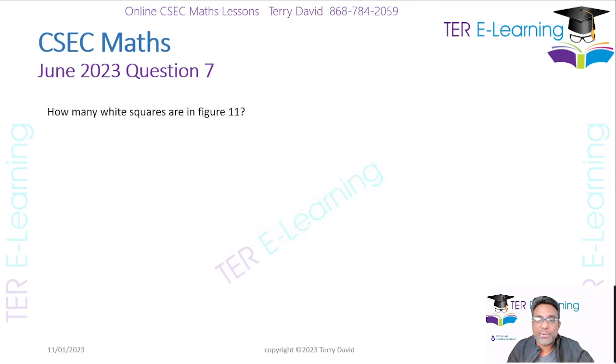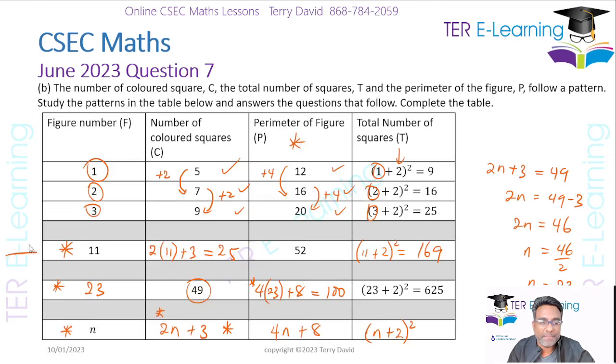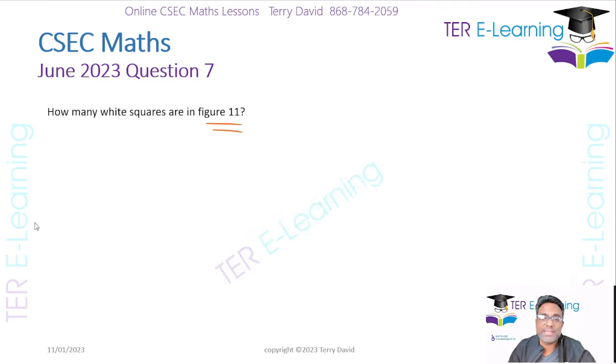On the last part of the question, they said, how many white squares are in figure 11? If I go to figure 11, we have that in the table. You have 25 colored squares, and the total number of squares is 169. So all we're going to do here is take 169 minus 25. You're going to get 144. So that's how many white squares we're going to have.